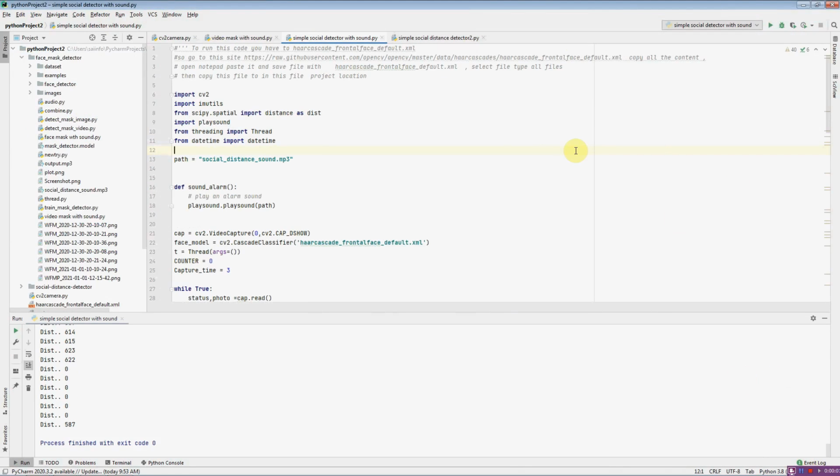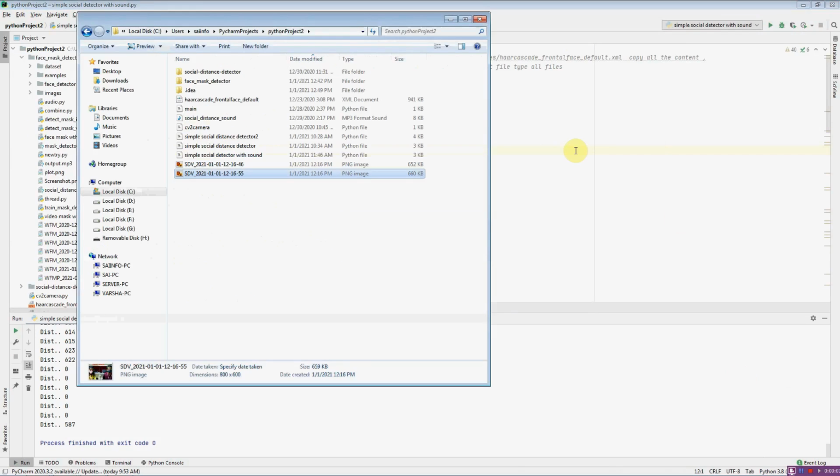And here is the captured frame. The frame name consists of the day and time at which the frame is taken.